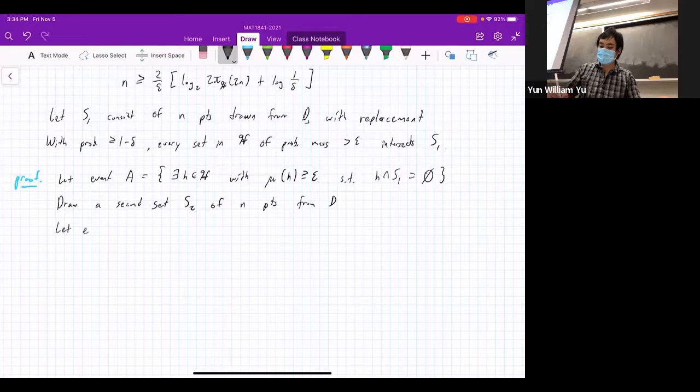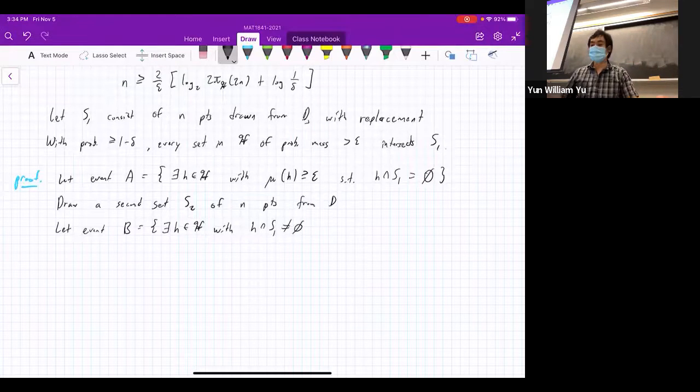And let event B be the event that there exists some H in H with H not intersecting S1. So you're drawing some other set of points, with replacement, so there's some possibility that they intersect, but this event will be that there exists some H such that H does not intersect S1, but we know that the size of H intersect S2 is greater than or equal to epsilon over 2 times n.